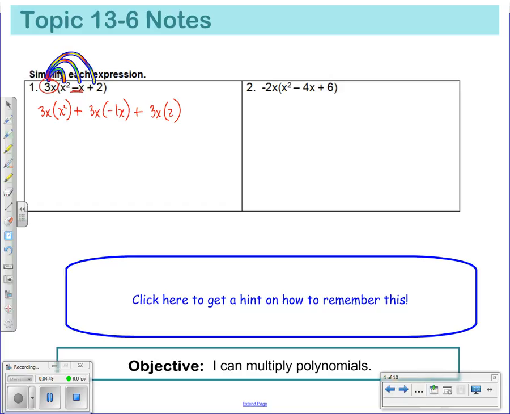So first I'm going to multiply, then I'm going to combine like terms if possible. So let's look at our first one. We have 3 times x squared. We have 3x, and then x squared, that's like x times x. So this is me showing my work.